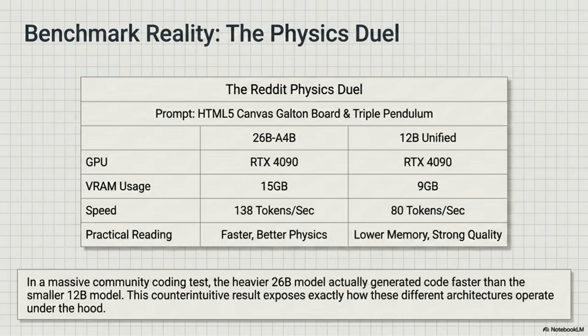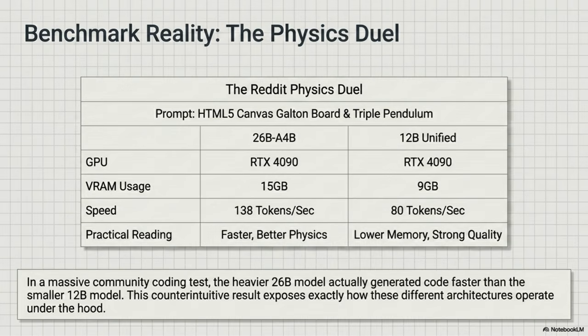The heavier 26B model used 15 gigabytes of VRAM and hit 138 tokens per second. But the smaller 12B model used only 9 gigabytes of VRAM and hit 80 tokens per second. Wait, hold on. The 26B won on speed, 138 tokens per second versus 80. It did, and it also won on the actual physics quality of the code.